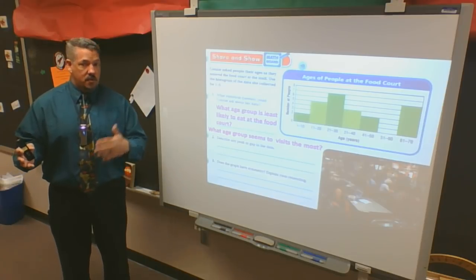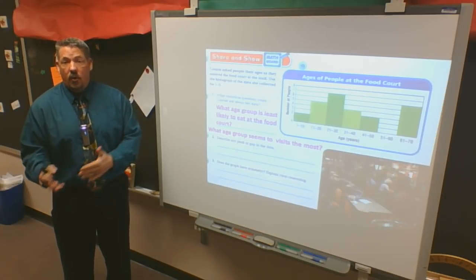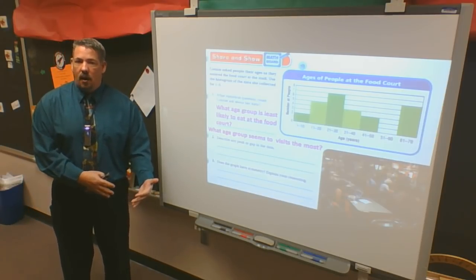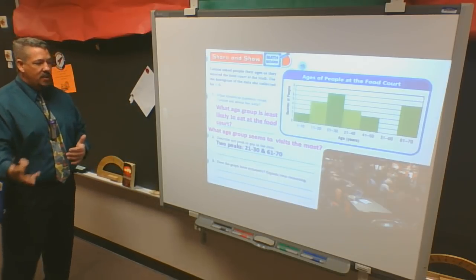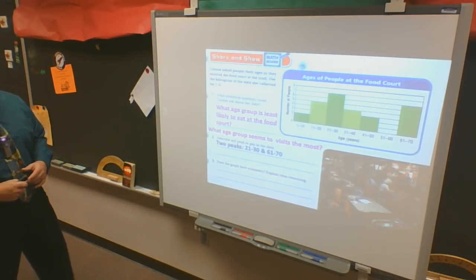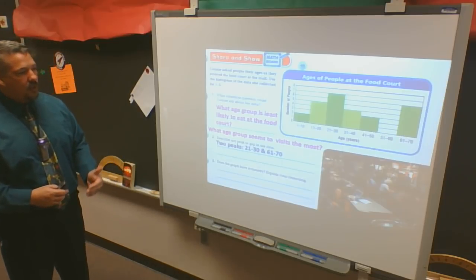Not going to be a lot of kids because they should be in school. However, if I go in the evening, there might be more kids there. So I have to make sure it's a statistical question. Describe any peak or gap in the data.